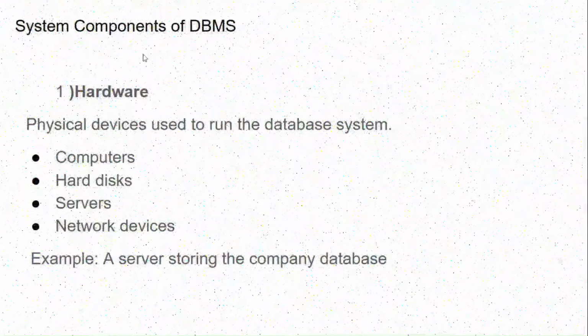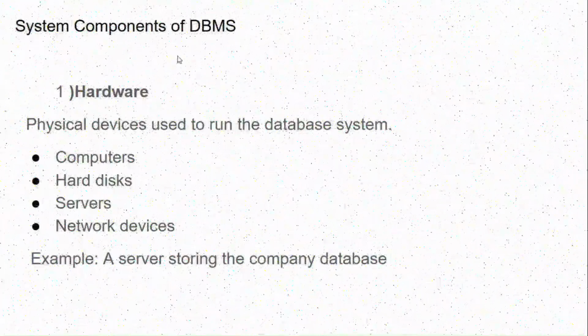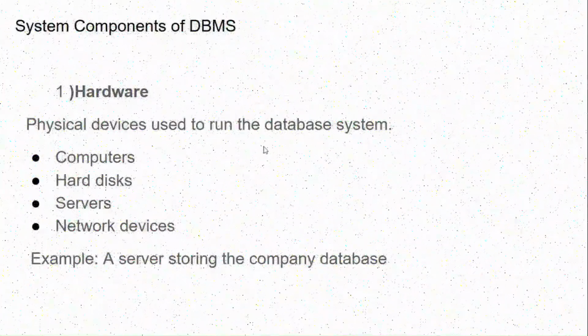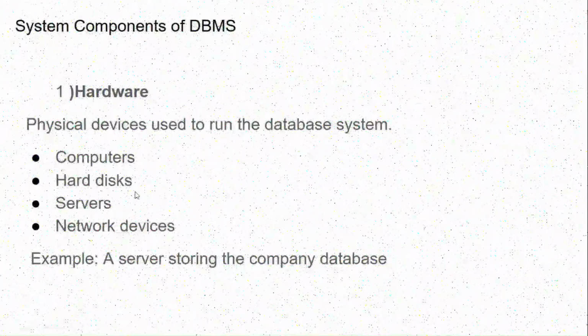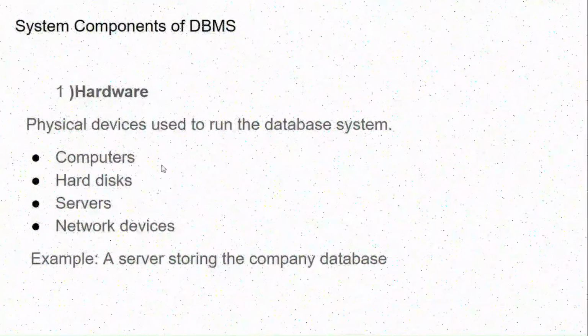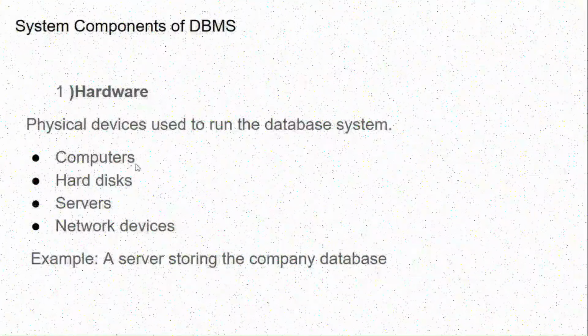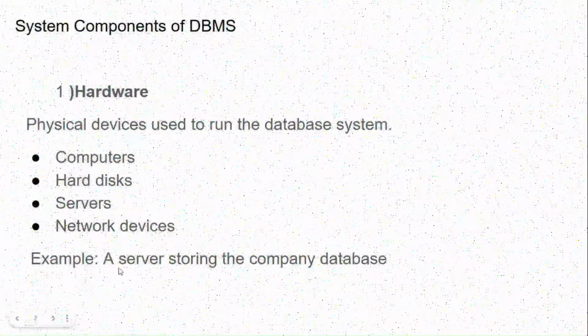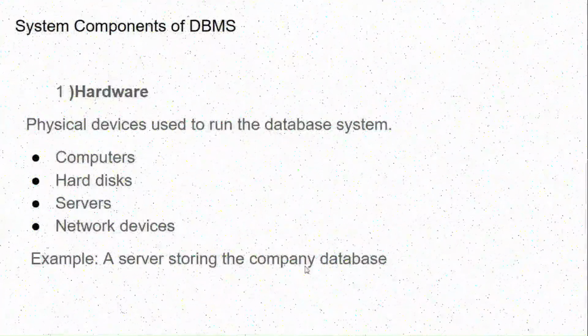Now let's see the system components of DBMS. First one is hardware. It is a physical device used to run the database system. It might be the hard disk, server or network device or inside the computer. So mouse, keyboard, monitor, these are the hardware, right? An example can be a server storing the company database.